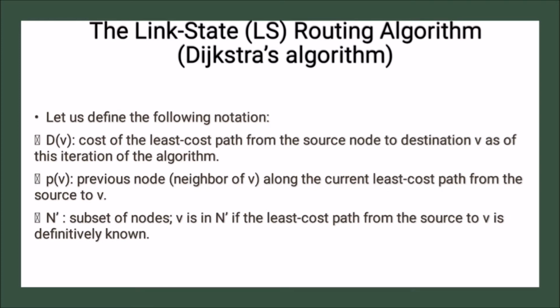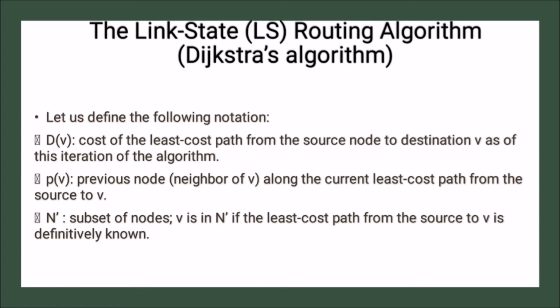For Dijkstra's algorithm, we have to remember some notation. The first one is D(V), the cost of the least cost path from the source node to destination V as of this iteration of the algorithm. P(V) is the previous node along the current least cost path from the source to V, and N' is the subset of nodes; V is in N' if the least cost path from the source to V is definitively known.